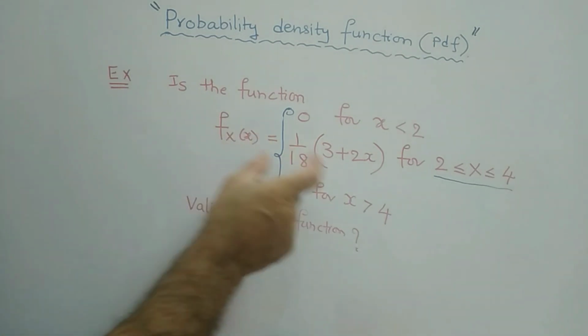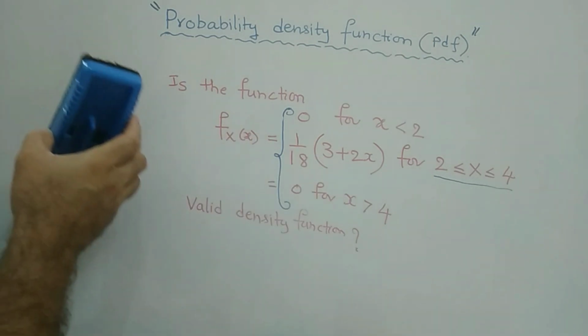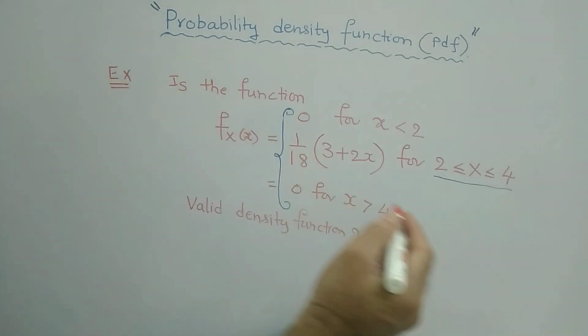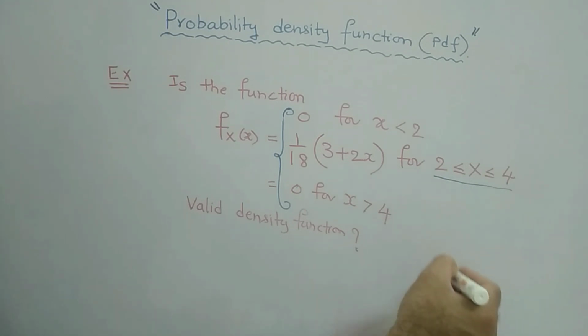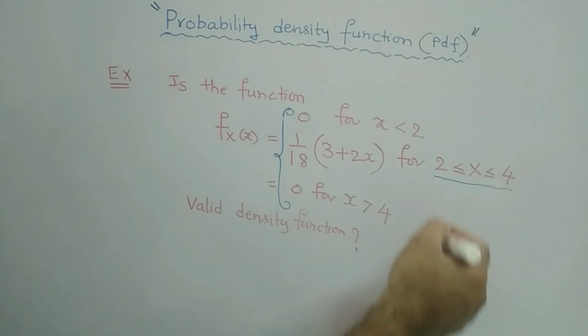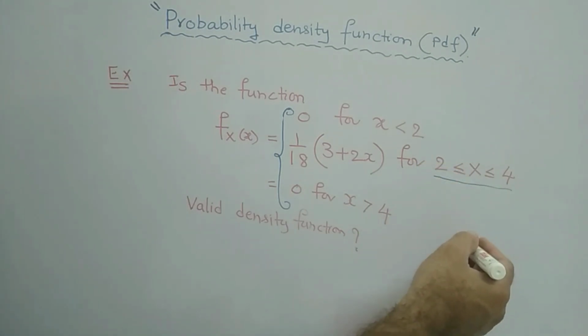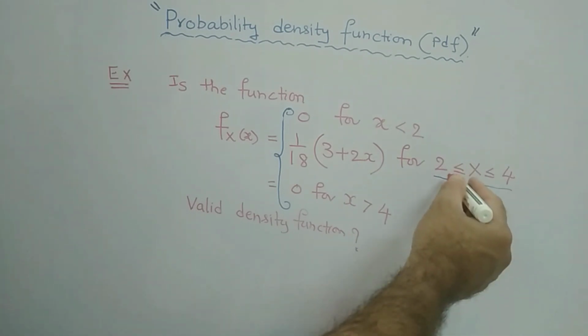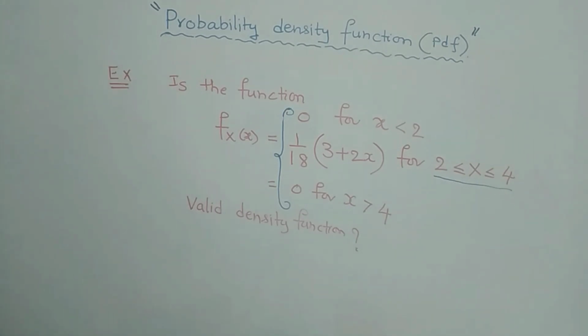Now for this given problem, what we need to do is evaluate the integral, as I told you from the second property of the density function. What is the second property? It is the integral from minus infinity to plus infinity of f of x dx. What are the integral limits? 2 to 4.